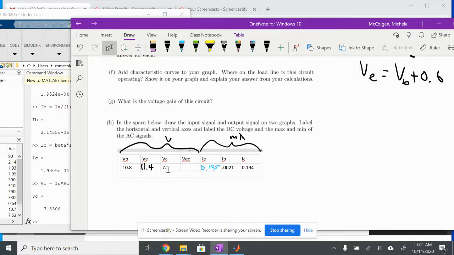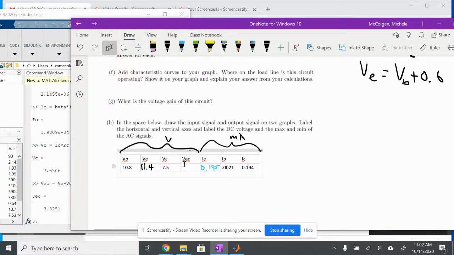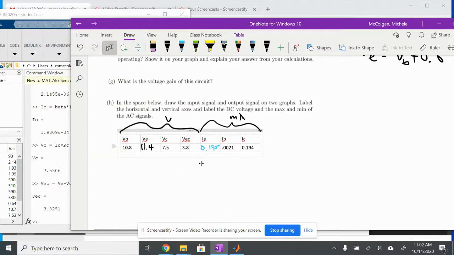So 7.5 volts goes right there. And now if I want to find VEC, I'm going to take 11.4, right, and subtract 7.5. So I'll just do that here. So VEC is equal to VE minus VC. I get 3.8. So plugging that in here, I get 3.8 volts. Okay, great. So I've completed my numbers here.